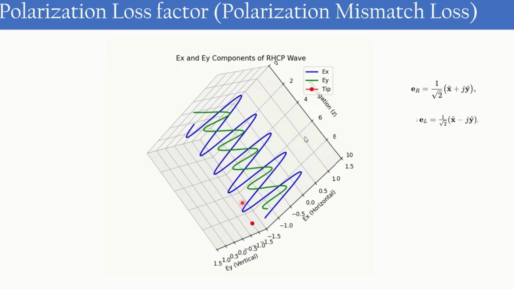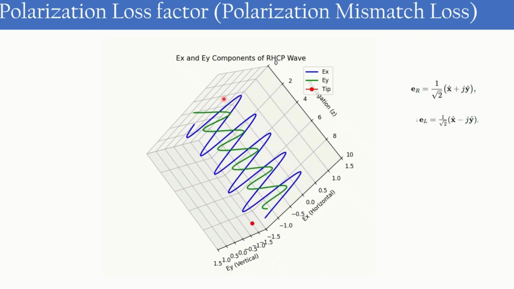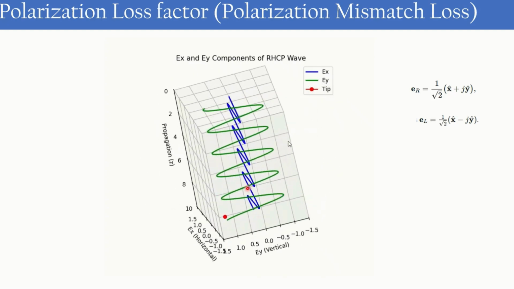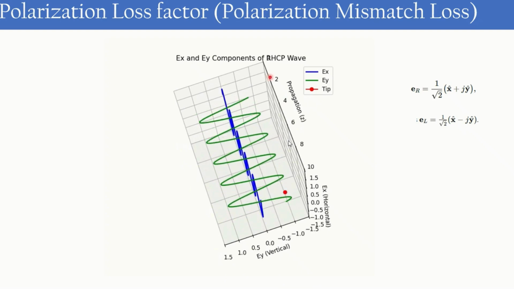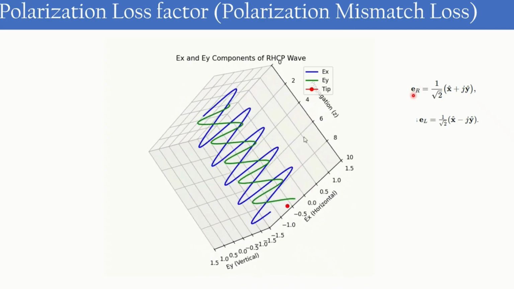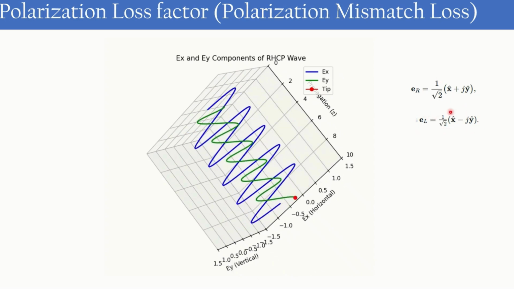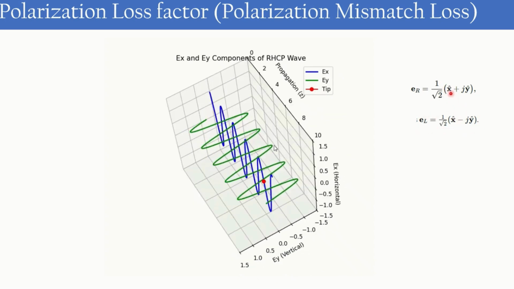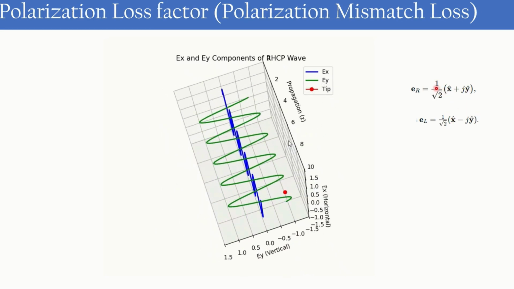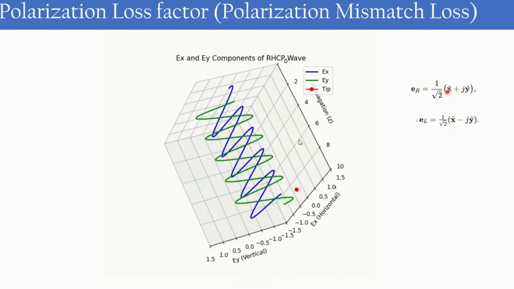So this is the right hand polarized wave electric field component. Here you can see that it has both EX and EY components. So it will have both a horizontal component and a vertical component. For the right hand circularly polarized wave, this is the equation, and for the left hand circularly polarized wave, this is the equation. So here you can see that it will have both X and Y components, and this is the magnitude. So it is equally distributed in the X and Y directions.